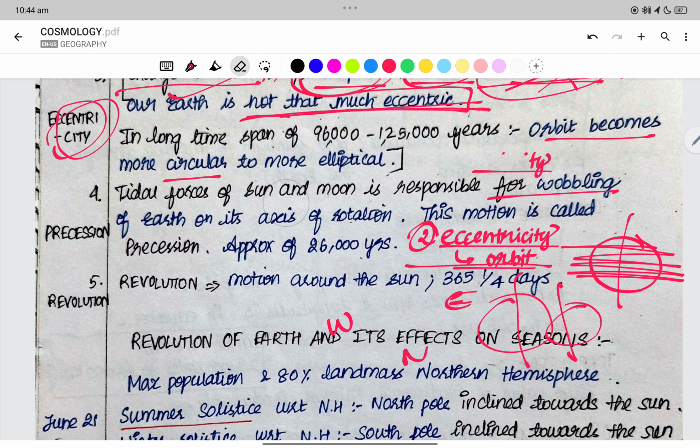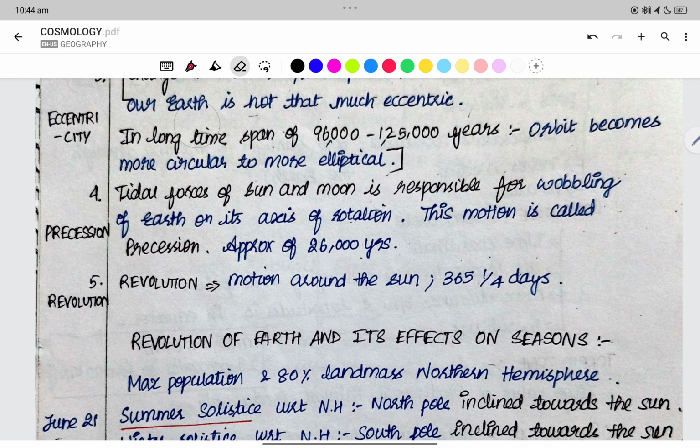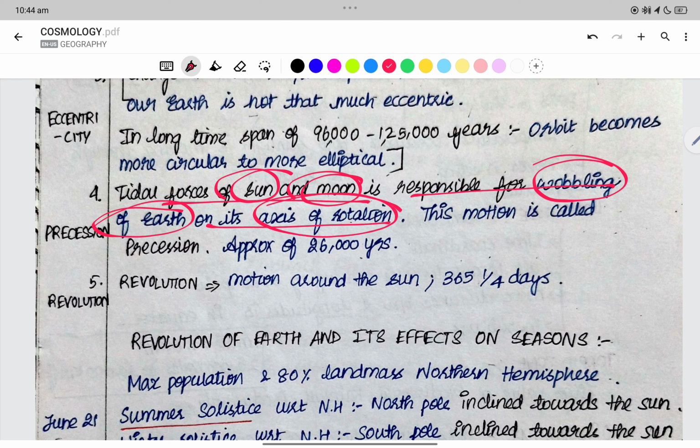So there is also wobbling of the earth, and the reason for the wobbling of the earth is the tidal forces of both the sun and the moon. They are responsible for wobbling of the earth on its axis of rotation. This is called precession, approximately 26,000 years.